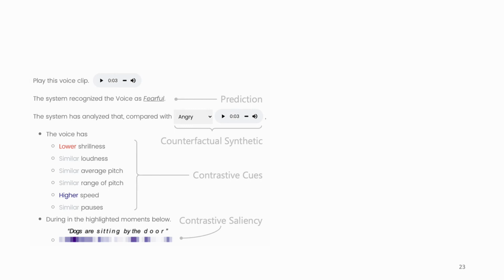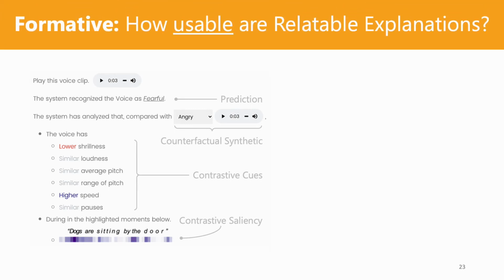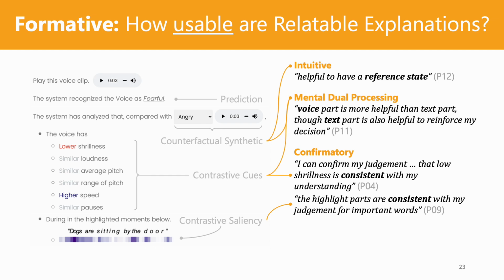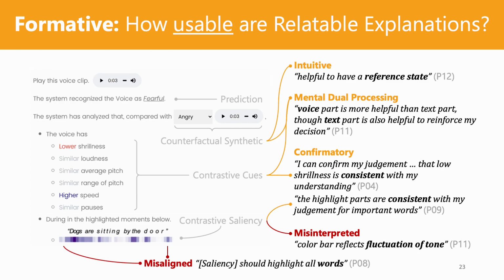In the formative user study, we explored how usable relatable explanations are. The results show that counterfactual samples are more intuitive, while contrastive cues and contrastive saliency are used to confirm users' initial judgments. They would make decisions by interpreting experientially based on the voice they heard and semantically based on cue descriptions. We also observed the misinterpretation of saliency bars. Maybe it's too technical for lay users. We identified that the machine-generated saliency bars may not well align with the human's mental model.